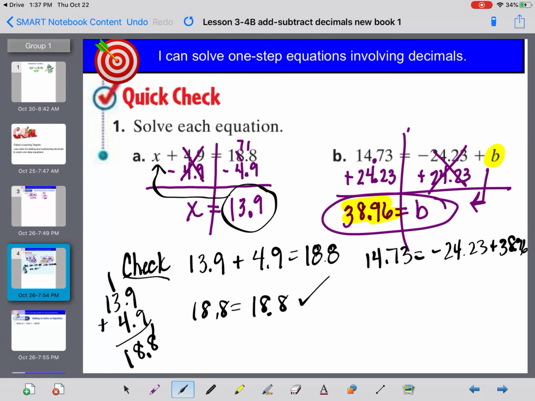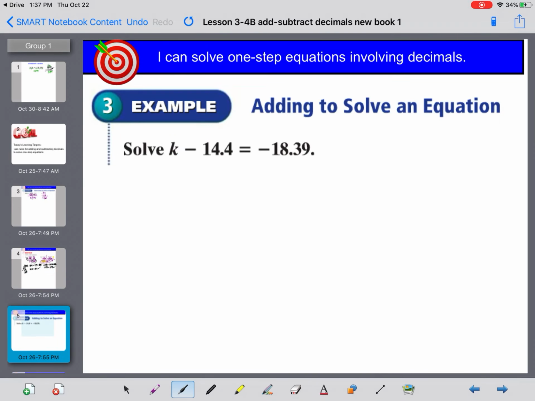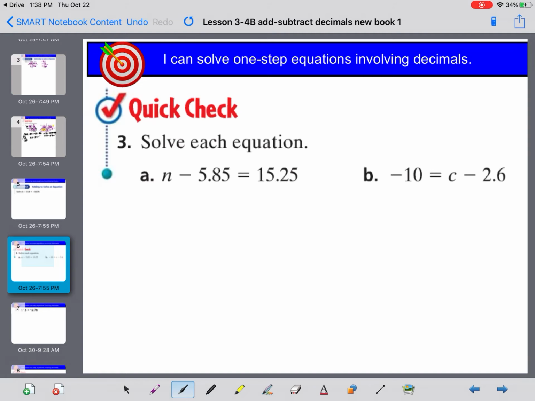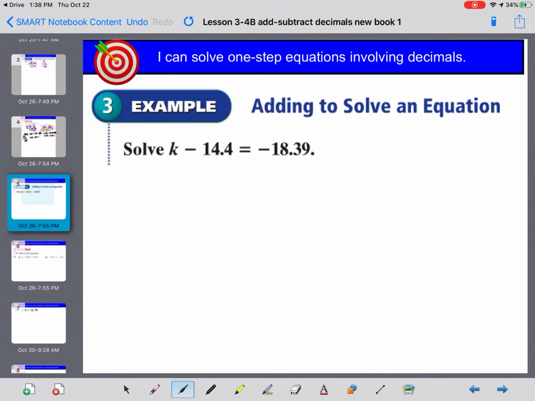I see that the two numbers on the right have opposite signs, so I subtract the two numbers and compare. And when I subtract 38.96 minus 24.23, I get 14 73/100. All right, give this one a try. Pause the video again and do the next 3 problems and see how you do. Then come back and compare.